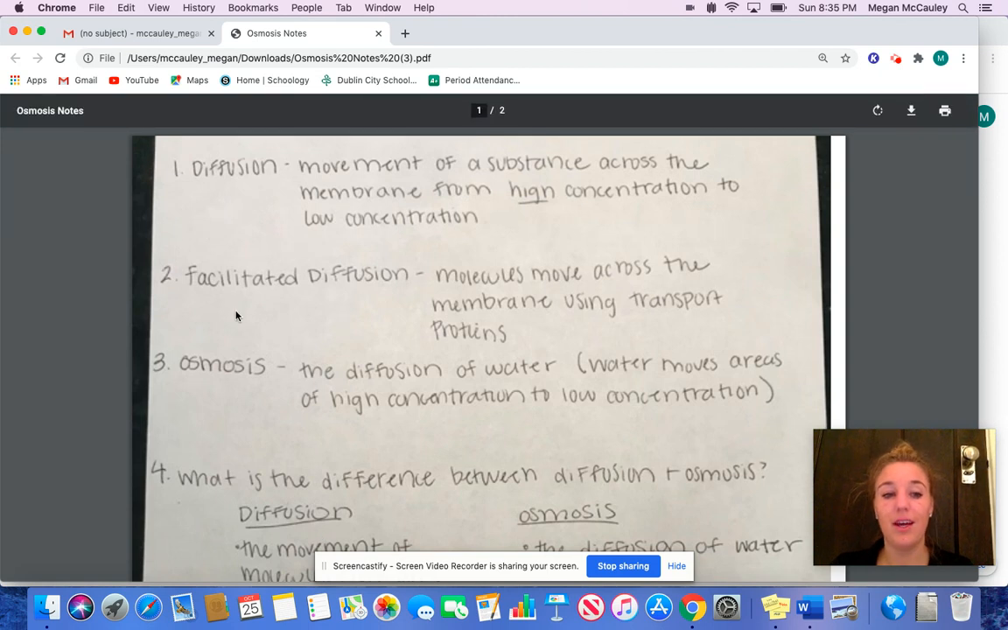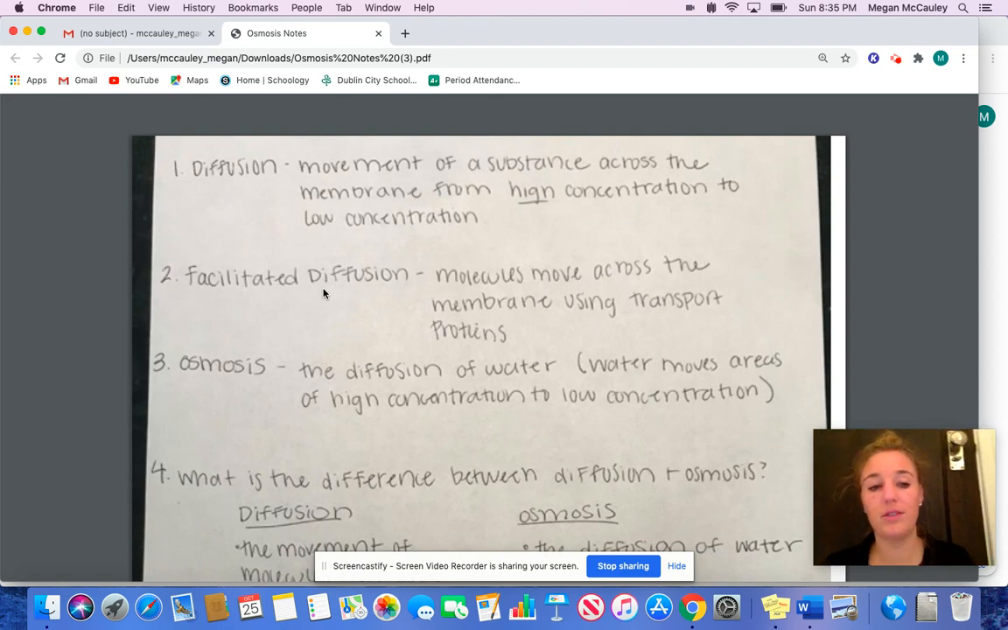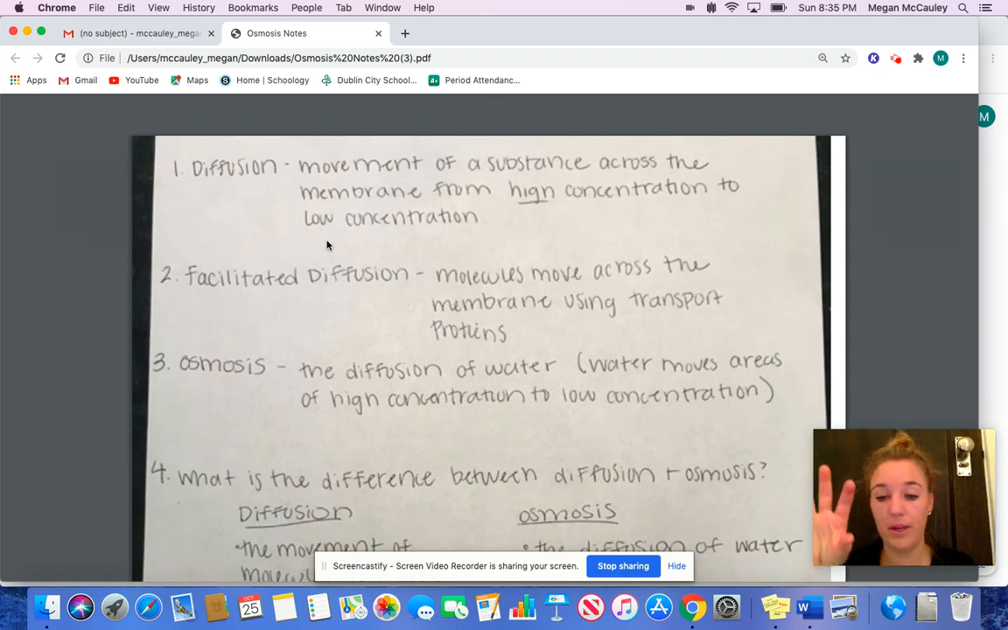So diffusion. The second is facilitated diffusion. These are molecules that move across the membrane using a transport protein. So they kind of go up to the protein and say, hey, can I get through there? And it sends it through the channel. Okay? So diffusion is just the movement from a high concentration to a low concentration. Facilitated diffusion is a movement across the membrane using transport proteins, the integral proteins that we talked about last week.